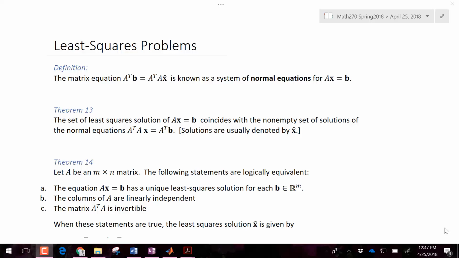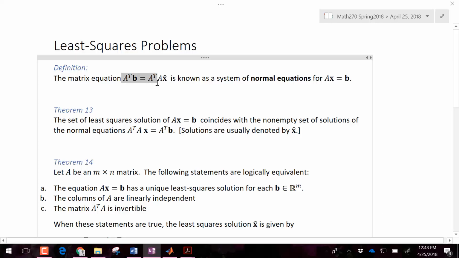The definition for least squares was defined last time, and we defined this thing called the normal equations. We got this from the relationship between the Ax and the b that we're trying to define, the projection, and all that. So the normal equations come from a system Ax equals b that you're trying to solve for, and you don't have solutions for x.